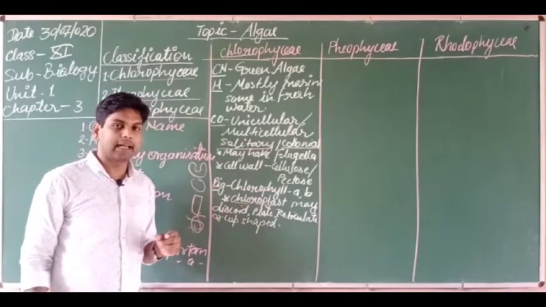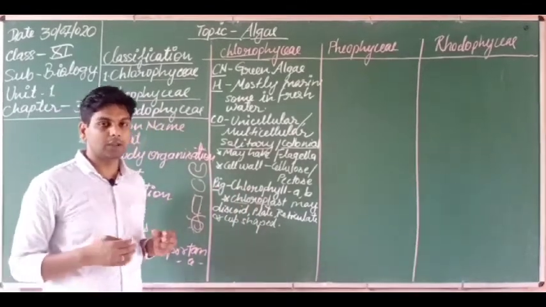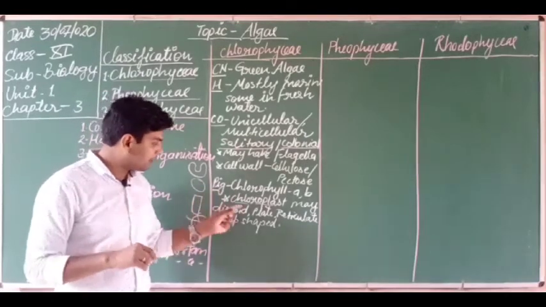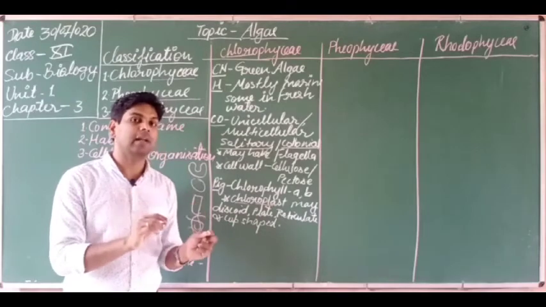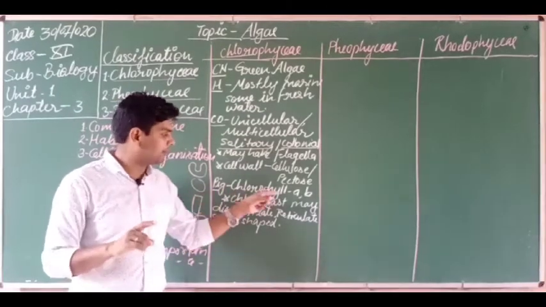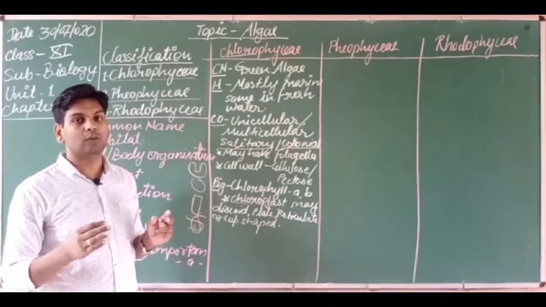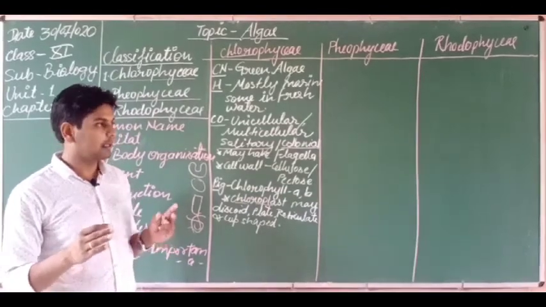Chlorophyll and chloroplast, I want to tell you there is a difference between these two. Chlorophyll is the pigment, the colorful chemical, but chloroplast is the cell organelle which has this type of colorful chemical. Got it? So chlorophyll and chloroplast are two different terms used for different things.